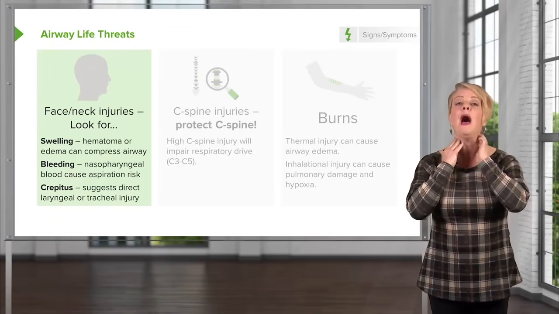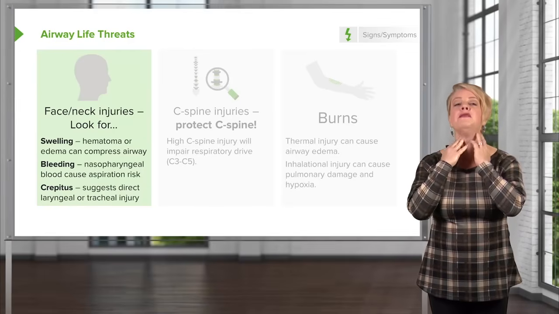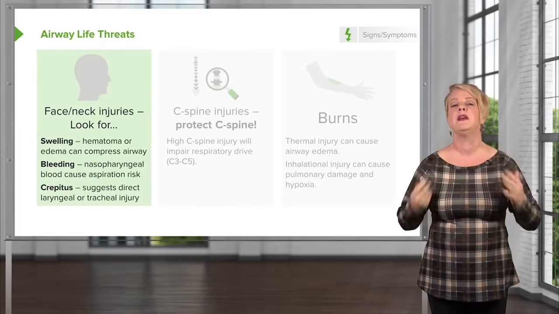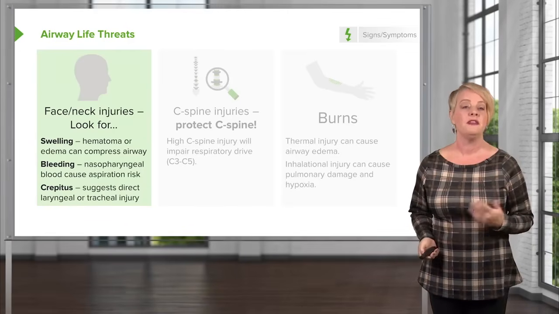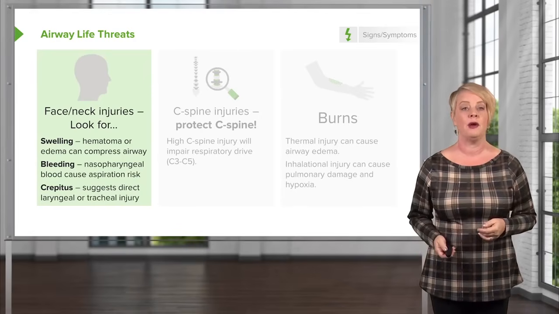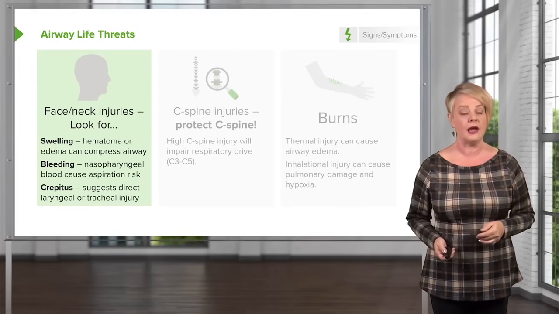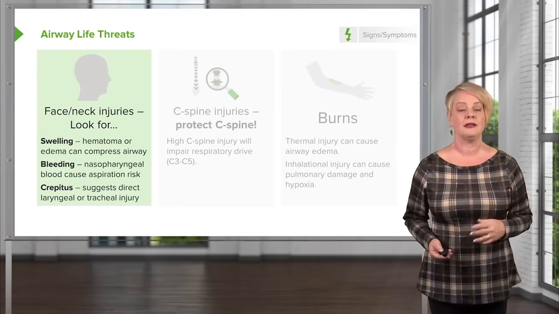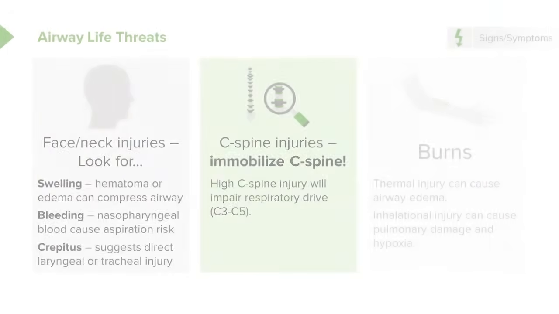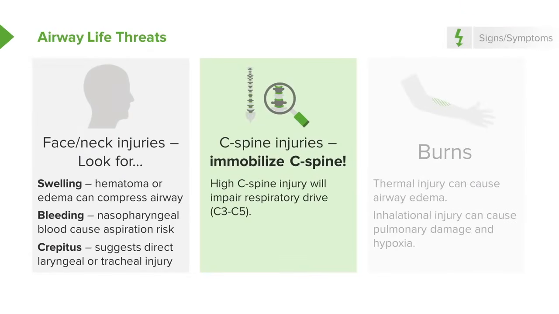And then lastly, we want to palpate for crepitus, and we do that by feeling for that crispy, crunchy feeling in the neck and upper chest. This suggests some kind of injury to the airway structures, either the larynx or the trachea, which again would mandate definitive airway management. While we're thinking about the airway, we always want to think about the cervical spine.